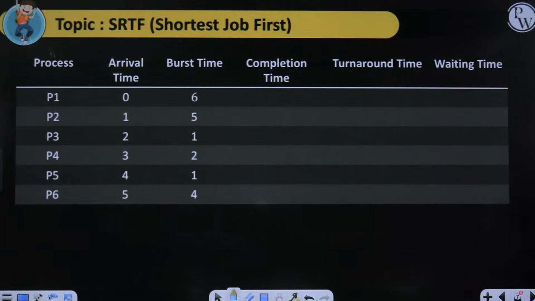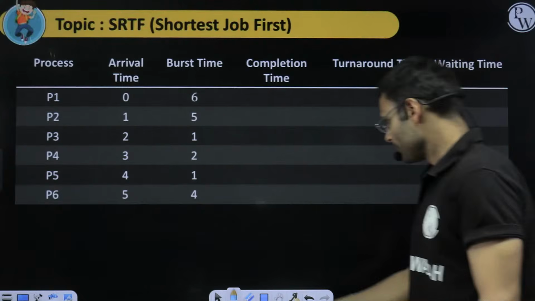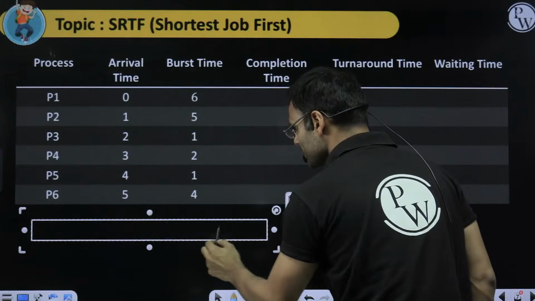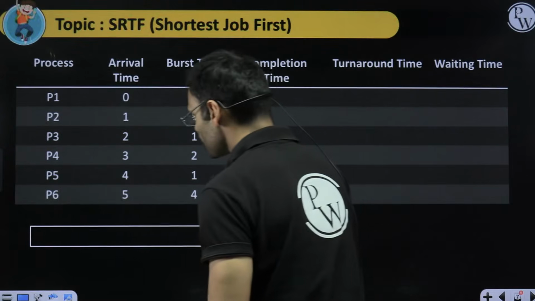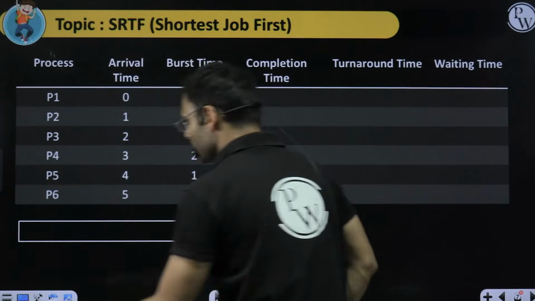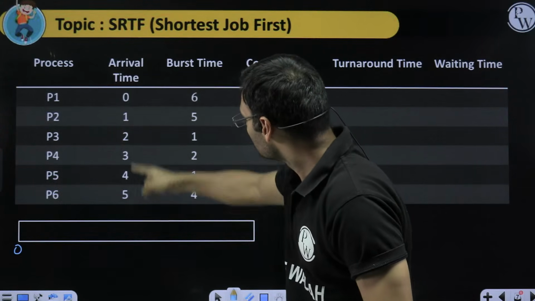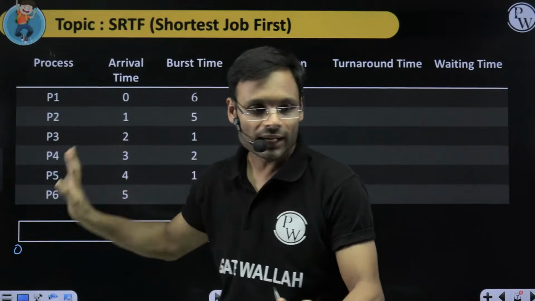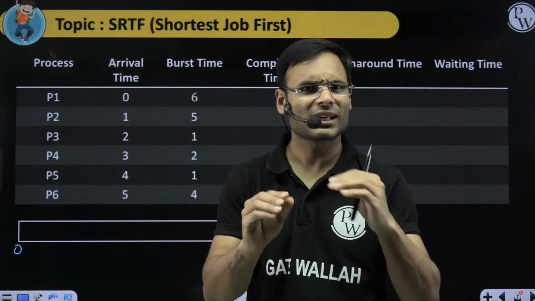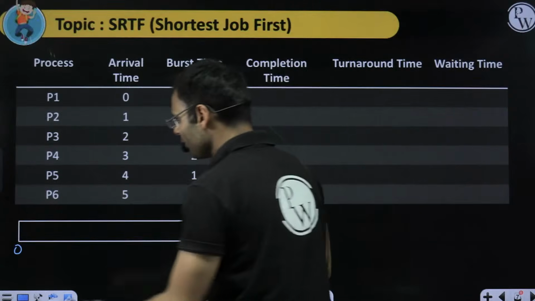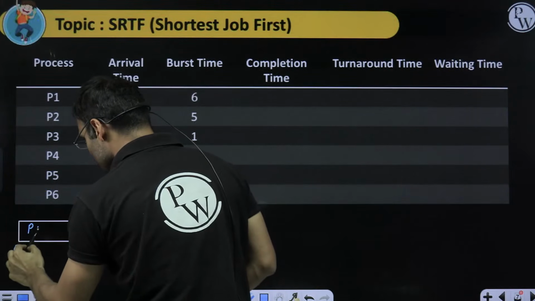Are you guys understanding how to solve this question? Okay, one more time I can help you guys how to solve such a question. Time 0. I will check arrival time. Only one process P1 arrived. If only one process arrived, I don't have a choice. I'll have to execute that only. So I will execute P1 at first.